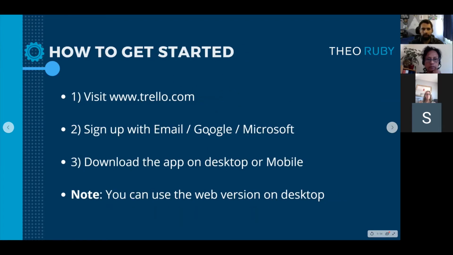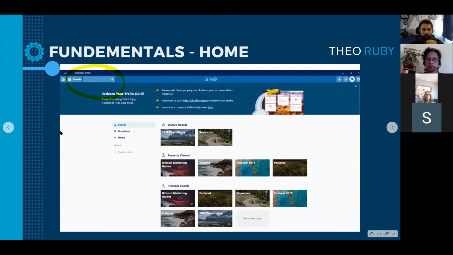So 3 steps to get started, really nice and easy. Go to Trello.com. You can then sign up with your email, Google, or your Microsoft account. It's actually just formed part of Atlassian. They're the people who own Jira. So you can use a Microsoft account that syncs with Atlassian. But it does take about 5 seconds to sign up just on the Trello website.